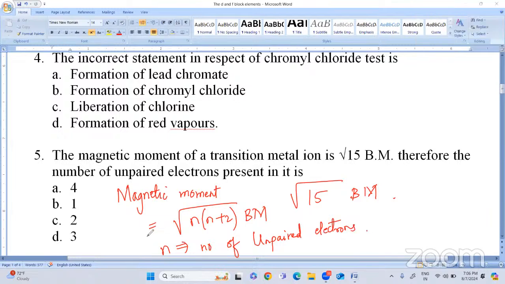Ma'am, for this formula, there is no element given, ma'am. How should we calculate, ma'am?